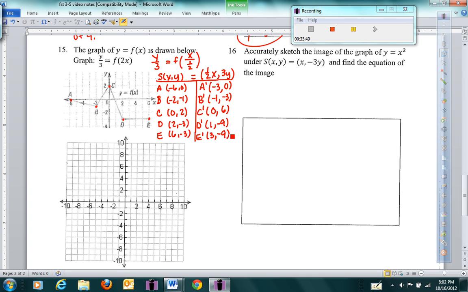And now what we want to do is graph that on this piece of graph paper down here. So I've given you nice graph paper with a scale already written on there. So we have negative 3, 0. We have negative 1, negative 3. We have 0, 6. We have 1, negative 9. And we have 3, negative 9.